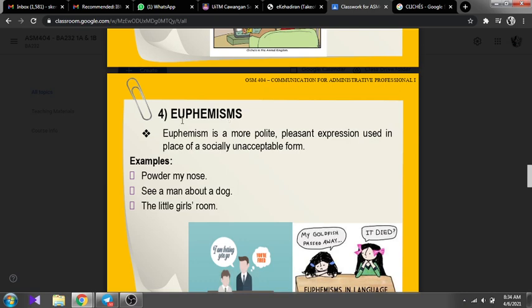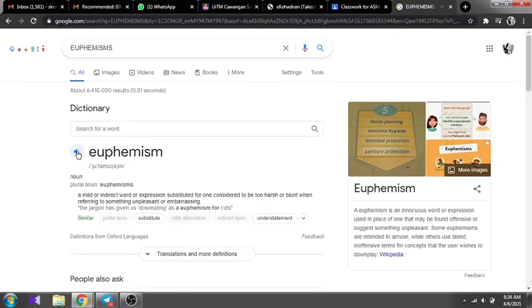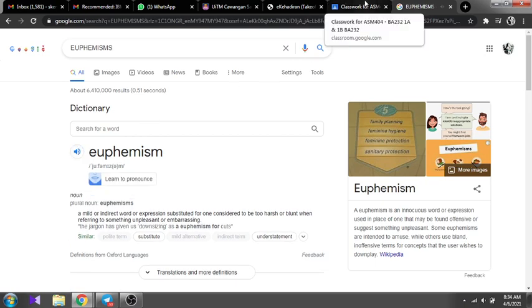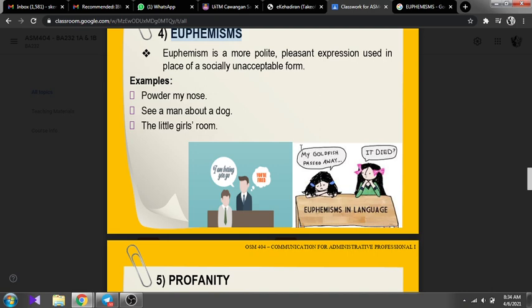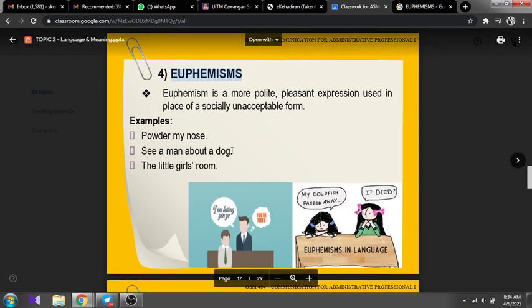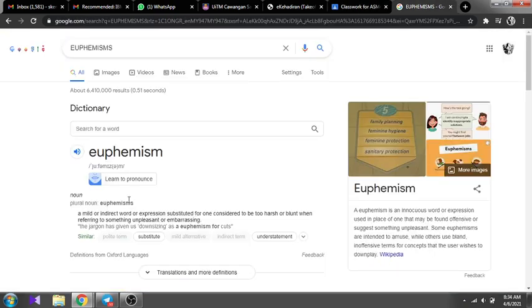Another thing is euphemism. Okay, we learn together. Euphemism. Okay, I almost pronounced it correctly. Euphemism is a more polite, pleasant expression used in place of a socially unacceptable form. Example, powder my nose. See a man about a dog. The little girl's room. Okay, a mild or indirect word or expression substituted for one considered to be too harsh or blunt when referring to something unpleasant or embarrassing. This is like being sarcastic, I think.